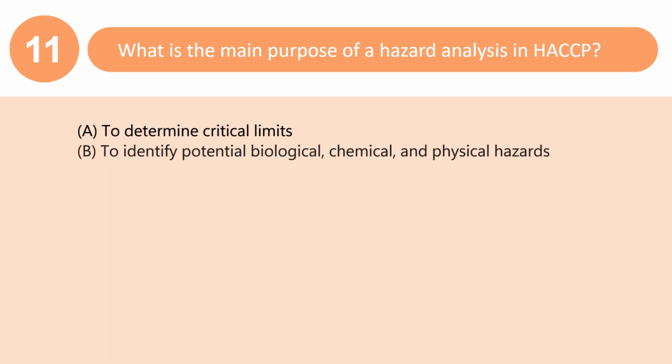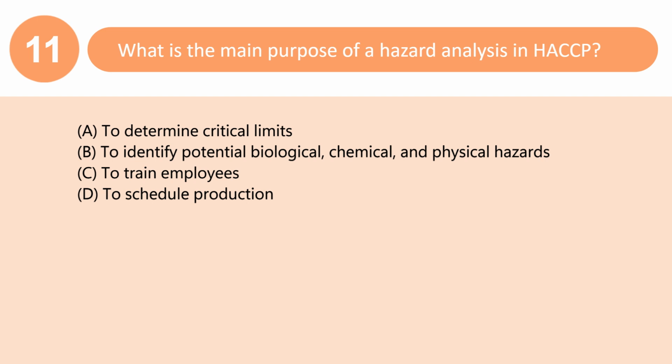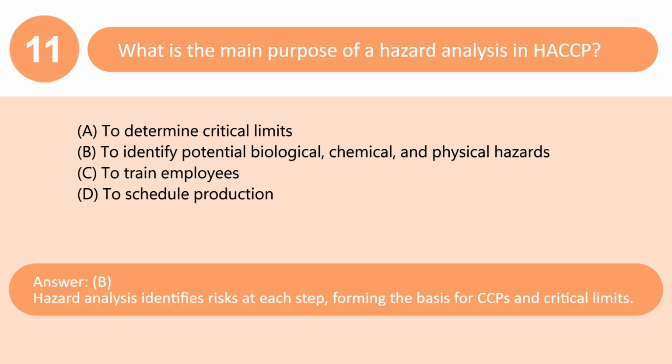What is the main purpose of a hazard analysis in HACCP? A. To determine critical limits. B. To identify potential biological, chemical, and physical hazards. C. To train employees. D. To schedule production. Answer: B. Hazard analysis identifies risks at each step, forming the basis for CCPs and critical limits.